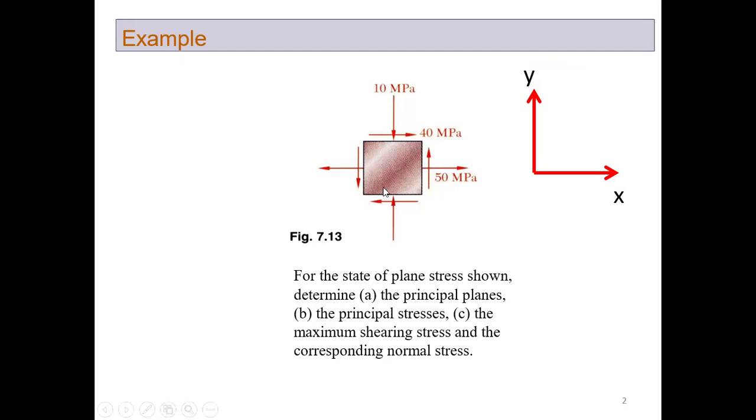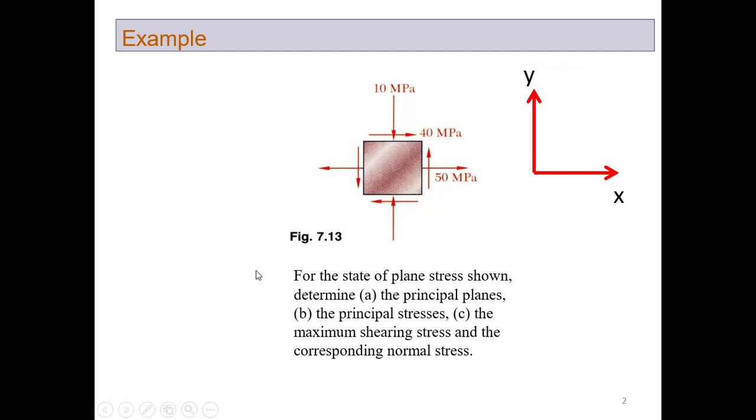So some stress values are given. Actually, the coordinate frame is not given. So first of all, in such cases when the coordinate frame is not given, it is better you draw the coordinate frame. So I am drawing the Cartesian coordinate frame. Let's say this is the x-axis, this is the y-axis, and the z-axis is perpendicular to the whiteboard. So this is a Cartesian coordinate system.